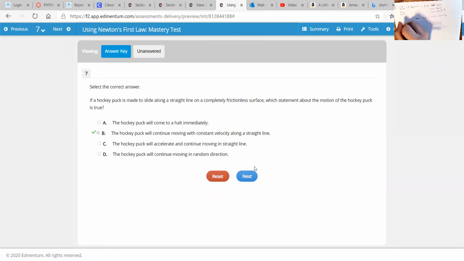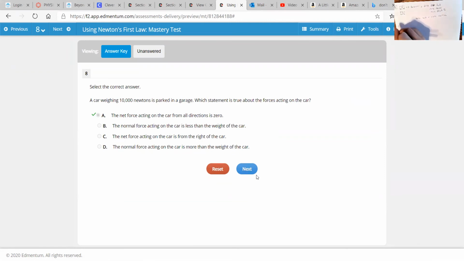Next question. If a hockey puck is made to slide along a straight line on a completely frictionless surface, which statement about the motion of the hockey puck is true? Well, once again, this phrase is dynamic equilibrium, straight line, frictionless surface. The puck will continue moving with constant velocity along a straight line because it's in dynamic equilibrium.